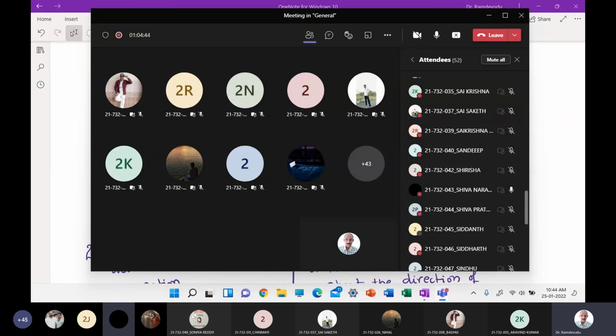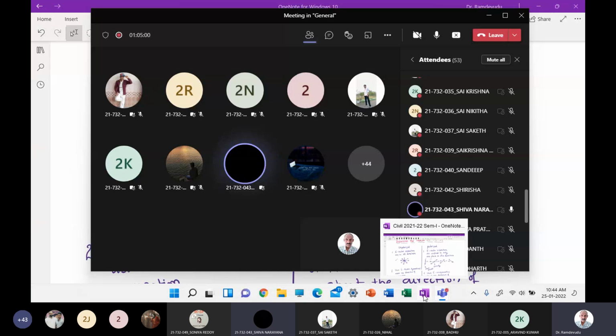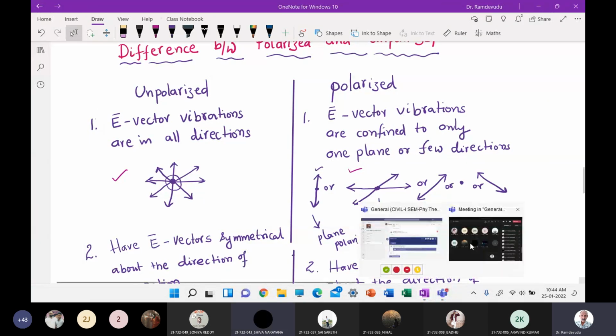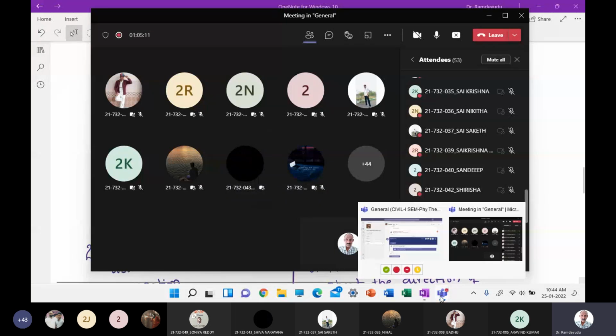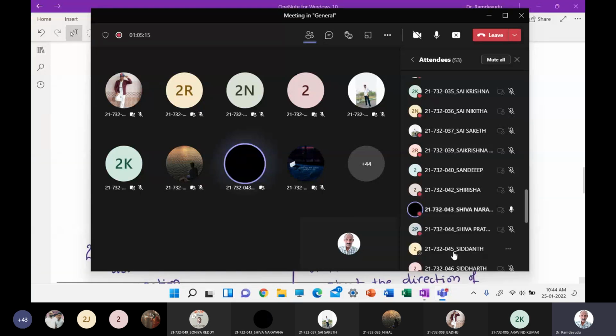Difference between polarized and unpolarized, types of polarized light, diffraction of light, the wave nature, electromagnetic waves and transverse waves. Yes, sir, that's it. Visible spectrum, sir. Visible spectrum we have seen. Okay. Good.